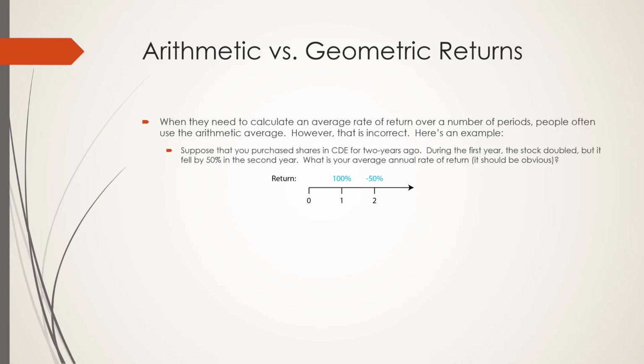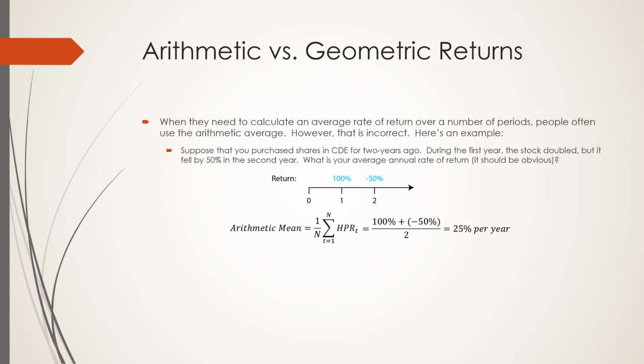Here's a timeline that shows those returns. Now, the arithmetic mean is simply the sum of all the per period returns divided by the number of returns that you have. In this case, divided by 2. And so we have 100% plus negative 50% divided by 2 gives us 25% per year. Now think about that. That doesn't make any sense. We know that by the end of the 2 years, you were exactly back to where you started. So your total return is 0. Therefore, your average annual return should be 0 as well.